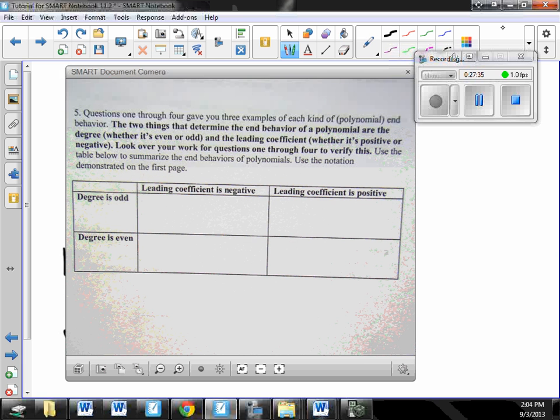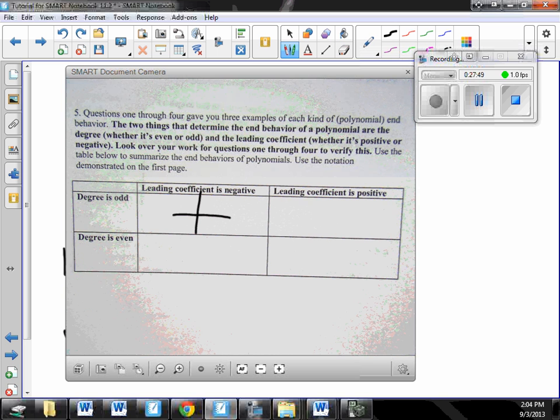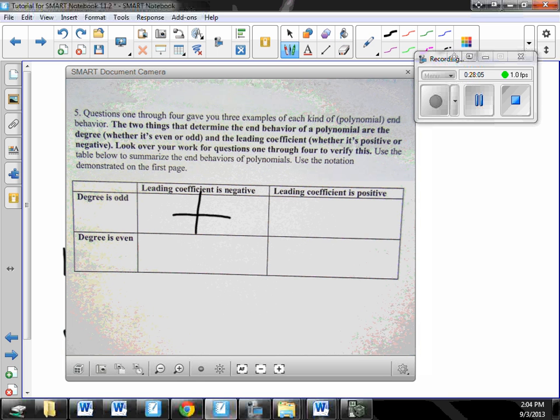So if your degree is odd and the leading coefficient is negative, what is the end behavior going to look like? If the biggest exponent is odd, what does that tell me about the end behavior? They're opposite. Okay? So if that first number is negative, am I going to start negative or start positive? Is the left side going to be negative or positive? The left side would be positive, so we can draw a picture like this, and the right side will be negative.